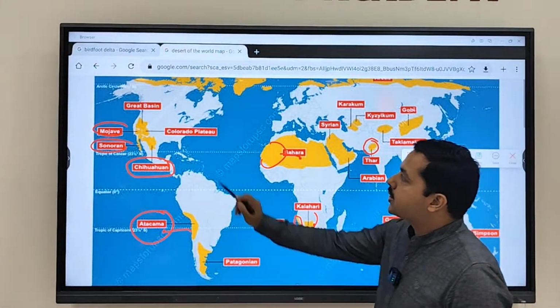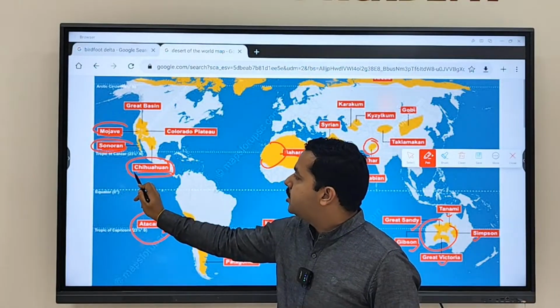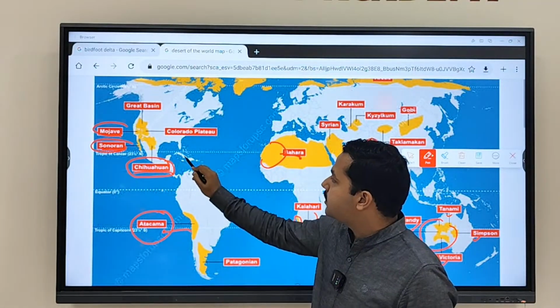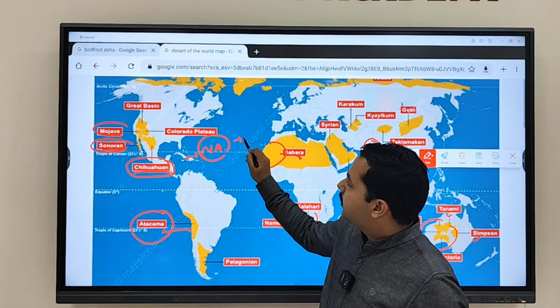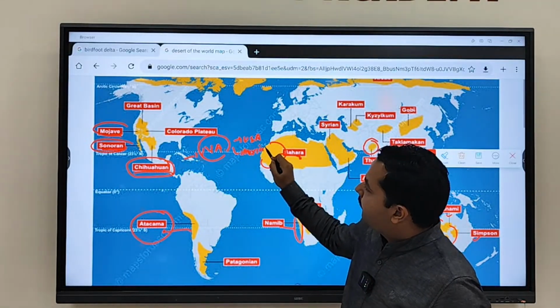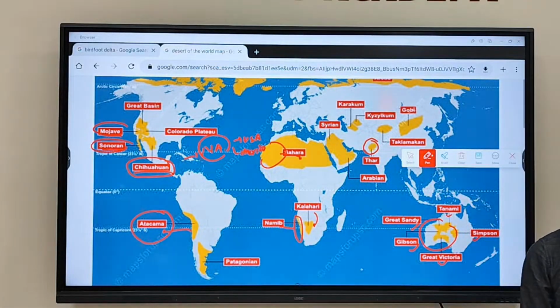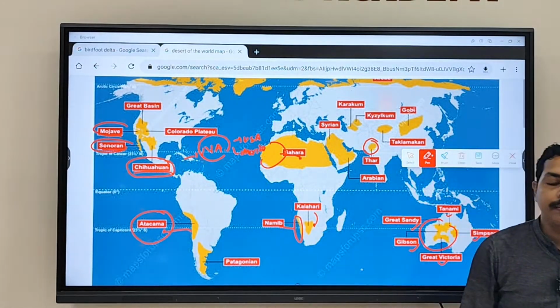So first you start with this. Write down Mojave and Sonoran and Chihuahuan Desert. You write down these three and write down it lies in North America. That is in USA and Mexico. So write down this Mojave, Sonoran and Chihuahuan Desert and write down here North America. Here mention USA and Mexico.